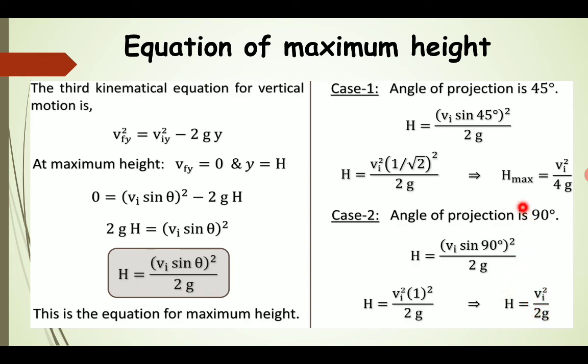So we conclude that if we project the projectile at an angle of 90 degrees, the projectile attains its maximum height. After this equation of maximum height, our chapter is concluded, and after this we are going to discuss and solve numericals based on projectile motion in our tutorials.